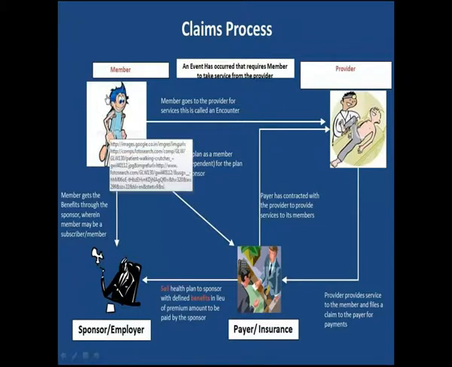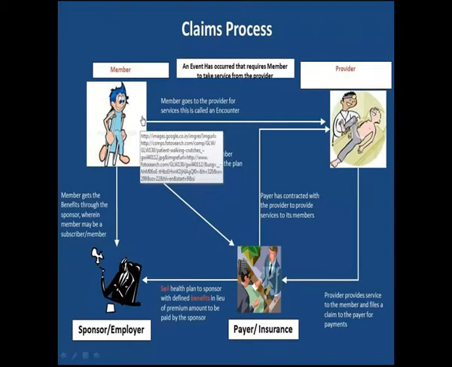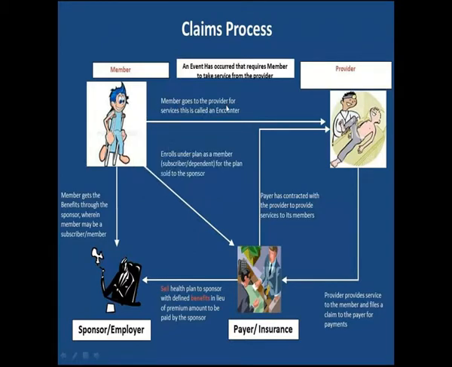So the process starts when an event has occurred that requires the member to take services from a provider. An event occurred in the sense that if a member is suffering from a disease or met with an accident, that will be an event, and the claim process starts when that event has occurred. So the member will visit the provider to take some services. The first thing the member does is go to the provider for services. This is called an encounter. So a member visiting the provider for some services is called an encounter.